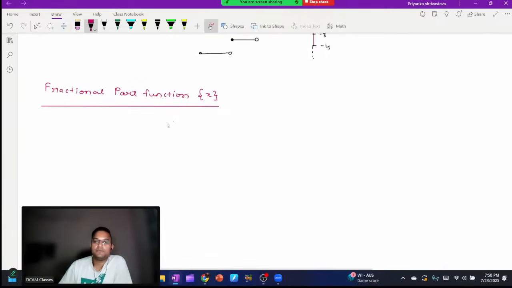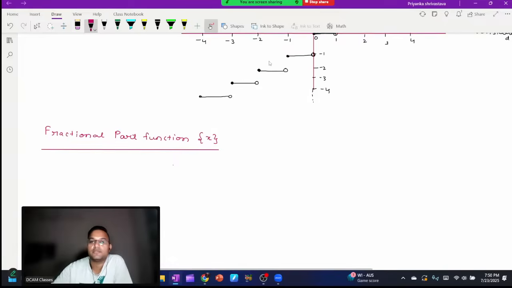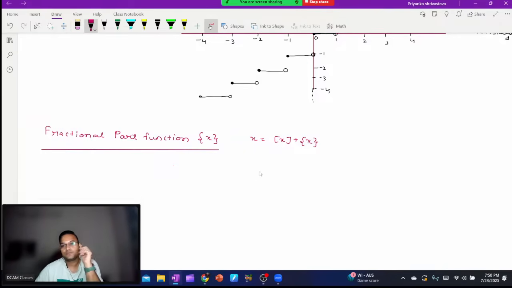Now, fractional part function. See, earlier I defined what x is. X can be written as step x plus fractional part function. Now here, this fractional part function graph we have to define. Because you know x is equal to step x plus fractional part x, you have already defined what will be the value of step x function for different ranges. So now your job is to define this fractional part function for different ranges.